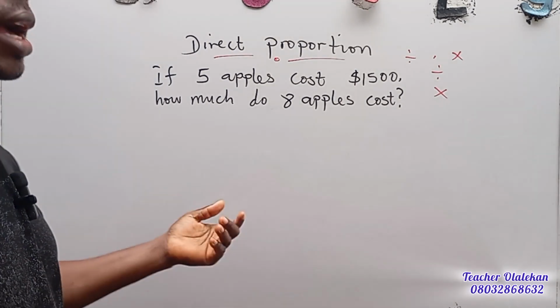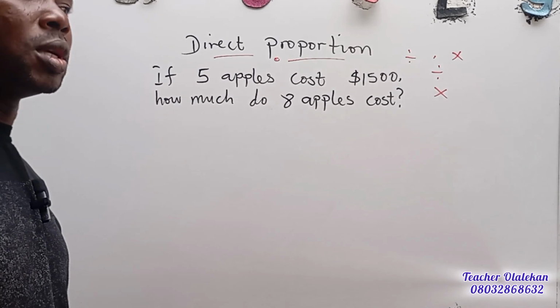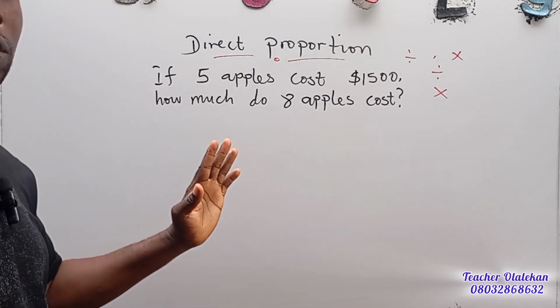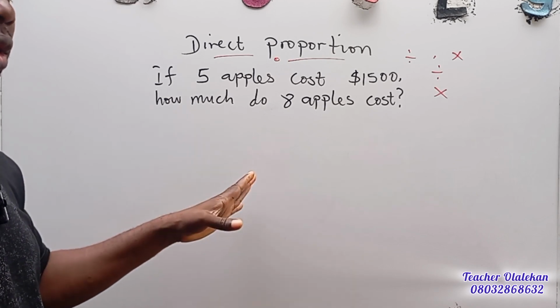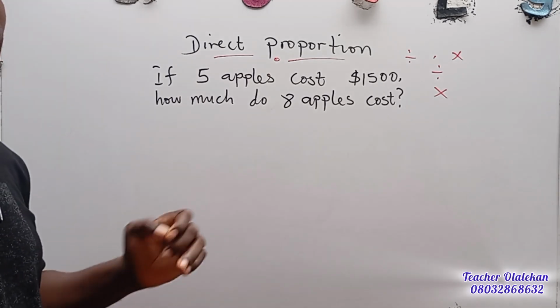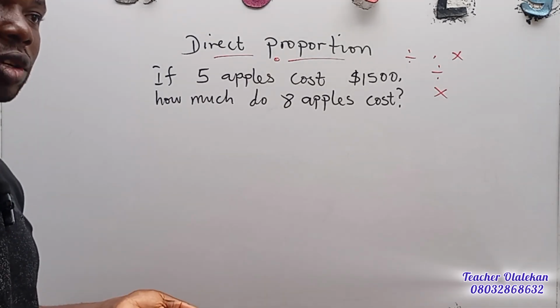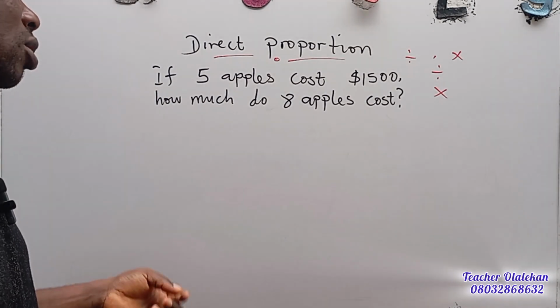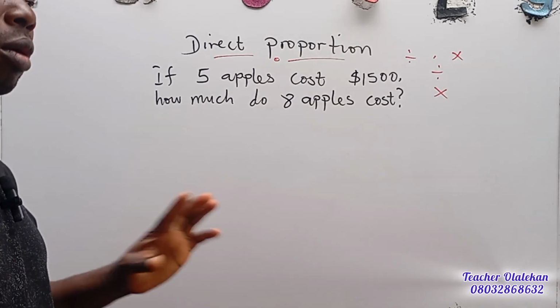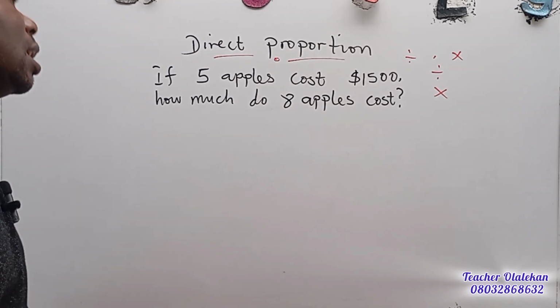And like I explained in my previous video, a direct proportion talks about goods or commodity. So that's how to know if a question is actually a direct proportional question or an indirect proportional question. So direct proportion mostly talks about goods or commodity. So now let's solve this question.